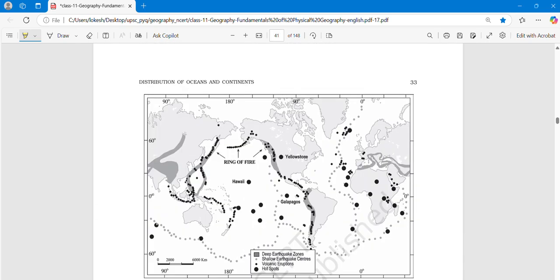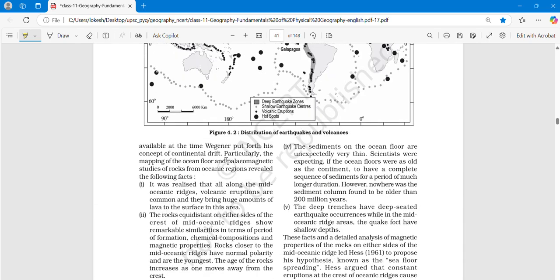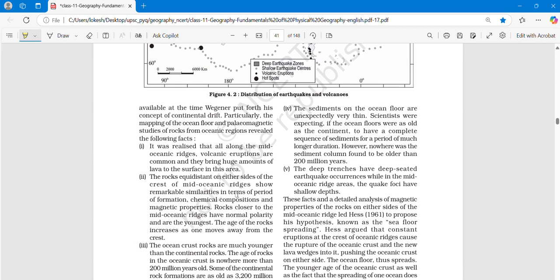Post-war studies provided consistent information that was not available at the time Wegener put forth his concept, particularly the mapping of the ocean floor. It was realized that all along the mid-ocean ridges volcanoes are common and they bring huge amounts of lava to the surface. Rock samples on either side of the crest show remarkable similarities in ages. Rocks closer to the crest have normal polarity and are youngest. The age of the rocks increases as one moves away from the crest.